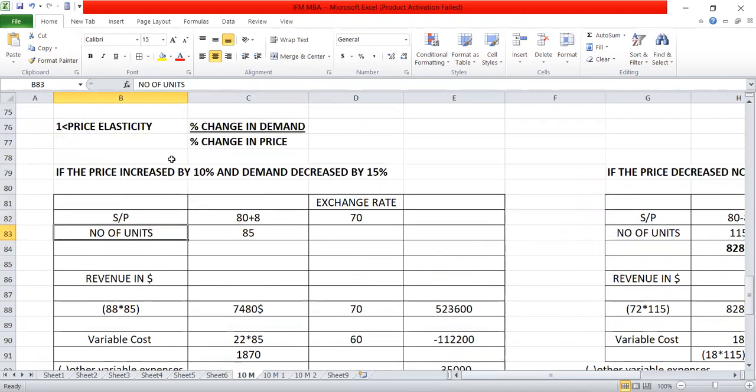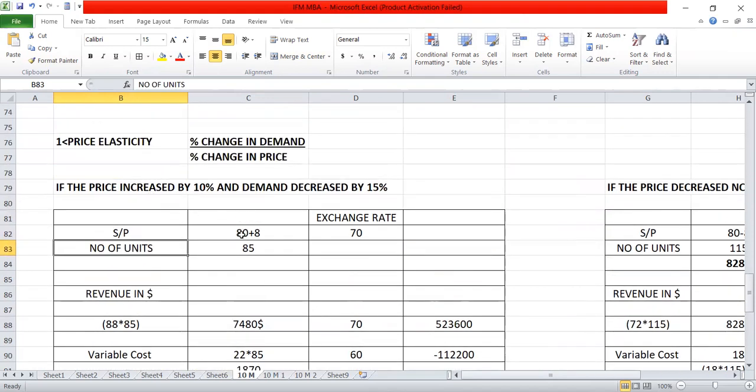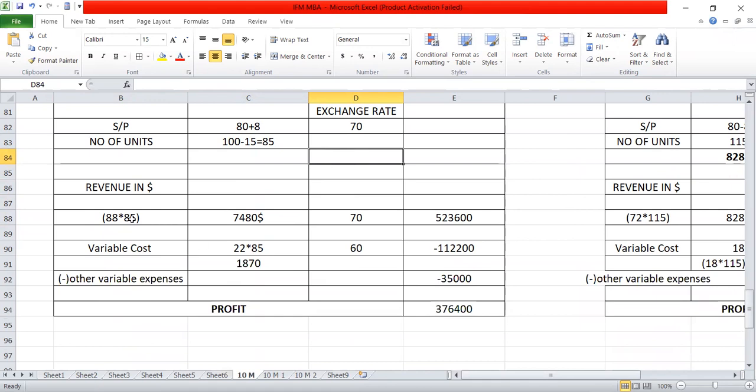So see here, if the price is increased by 10%, 80 becomes 88. And simultaneously demand will decrease: 100 minus 15, it will become 85. The exchange rate is always 70 rupees; we should take the contract price. Next, 88 into 85, which means selling price into quantity demanded, so 7,480 dollars, and at 70 rupees, that is 5,23,600 rupees.